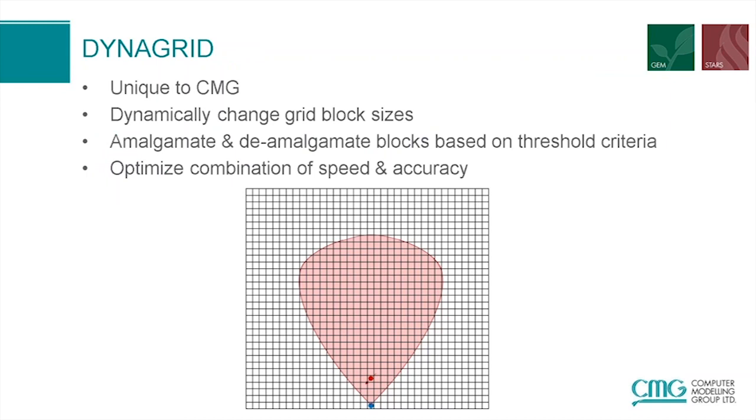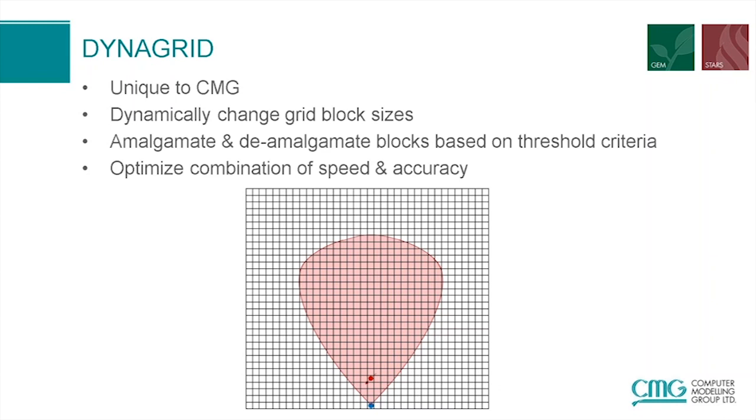The next feature I want to discuss is DynaGrid. As mentioned, DynaGrid is unique to CMG and is unique for frontal processes. What DynaGrid does is dynamically change your grid block size throughout your simulation run to ensure that you have speed up while maintaining consistent and accurate results.